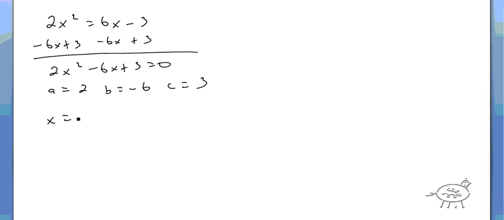So plug it in our friendly little quadratic formula. X equals opposite of B, so 6 plus or minus the square root of negative 6 squared minus 4 times 2 times 3.